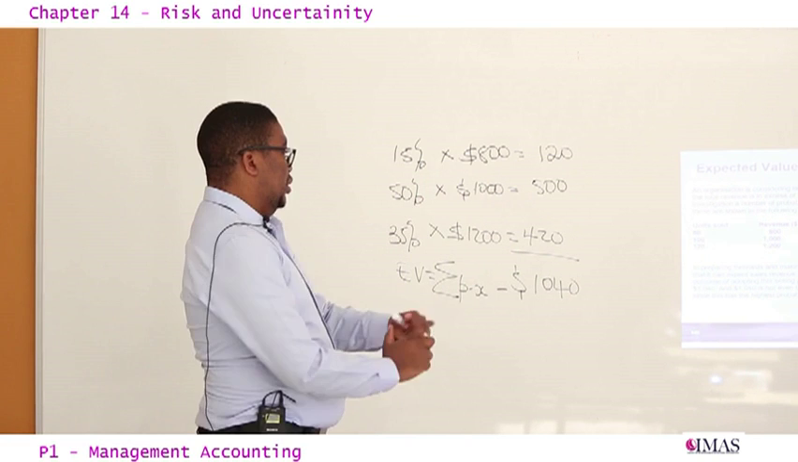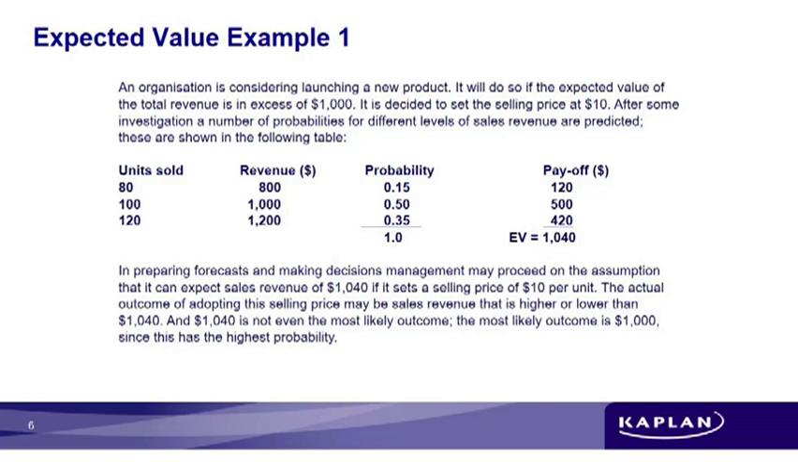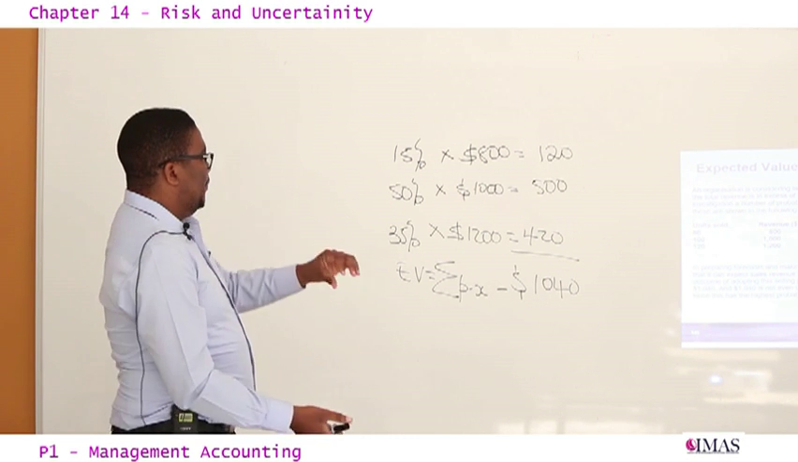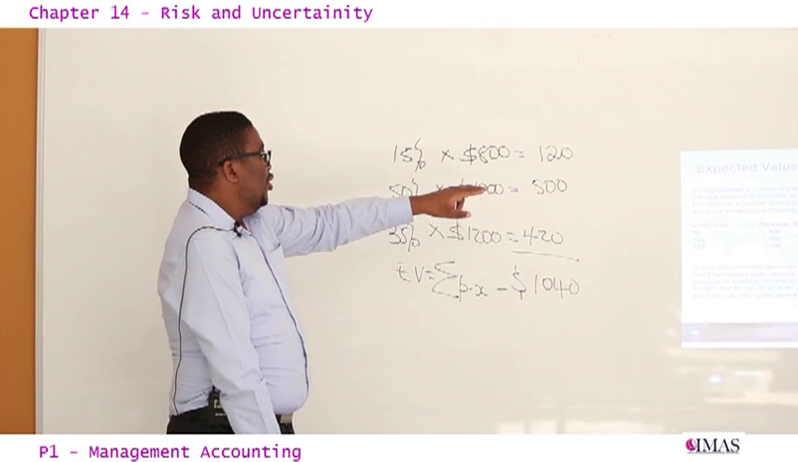Now, if you look at what we've presented on the slides, we're saying in preparing forecasts and making decisions, management may proceed on the assumption that it can expect sales revenue of $10.40 if it sets a selling price of $10 per unit. The actual outcome of adopting the selling price may be sales revenue that is higher or lower than the $10.40. Why are we saying that?